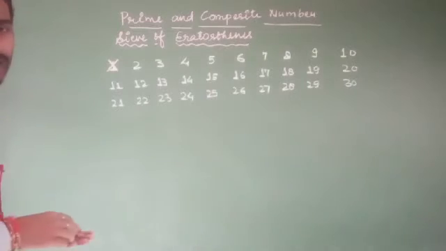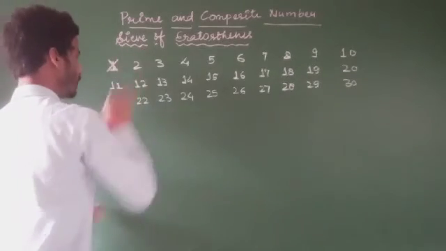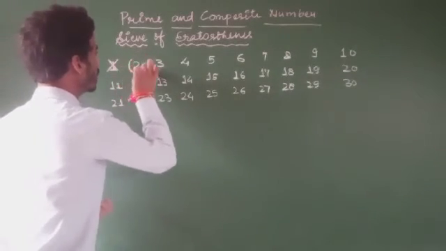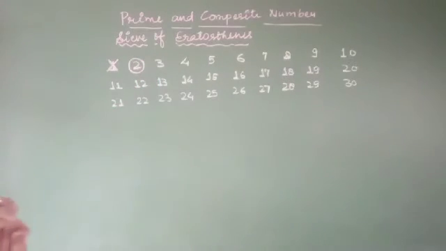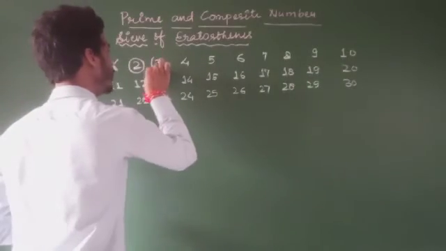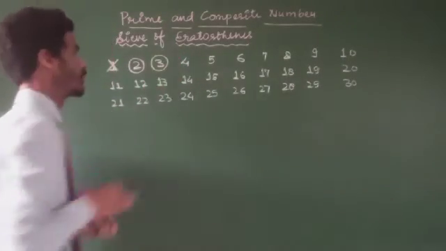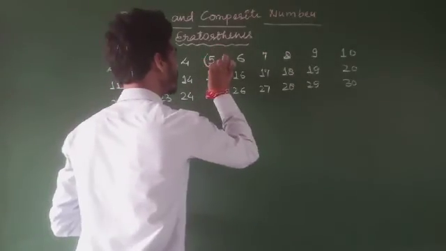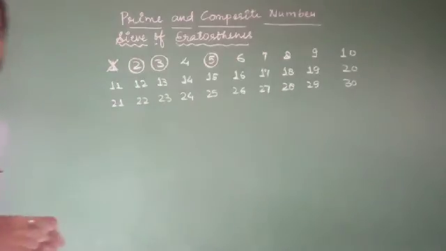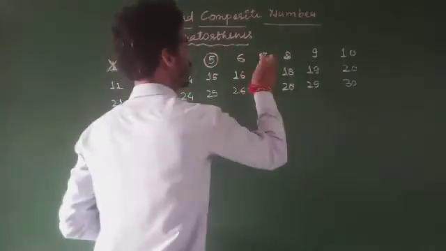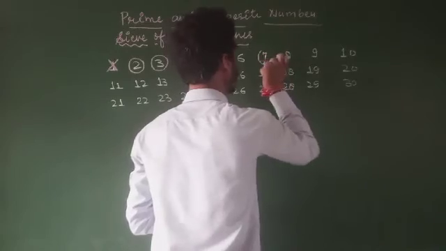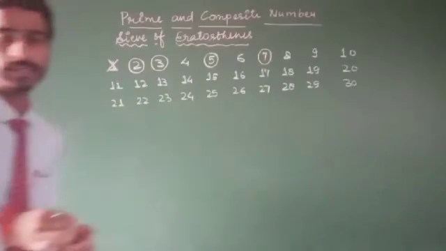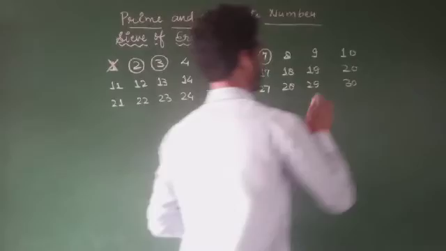Circle 2 and cross out all the multiples of 2. Circle 3 and cross out all the multiples of 3. Circle 5 and cross out all the multiples of 5. Circle 7 and cross out all the multiples of 7.